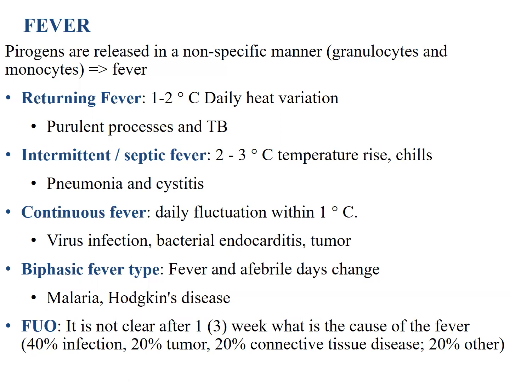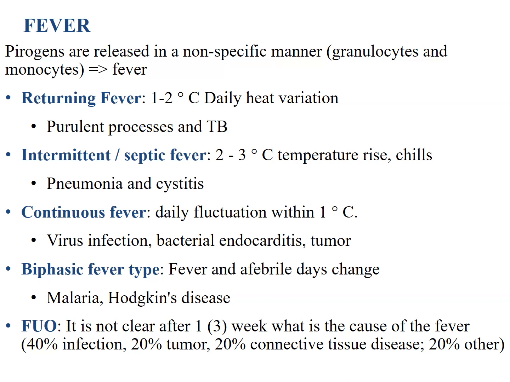So for example, relapsing fever is very characteristic during purulent processes and for example, during Mycobacterium tuberculosis caused infection. And the other example, the intermittent, the septic fever, when we can find very high temperature rise and chills, and if we find this one, maybe we can suspect pneumonia, cystitis and pyelonephritis, or sepsis from these sources. And sometimes we can find a continuous fever. The definition of this is a daily fluctuation within one degree, and it's characteristic for viral infections and also for bacterial endocarditis caused by the different agents, but it also can be because of a tumor malignancy of our patient.